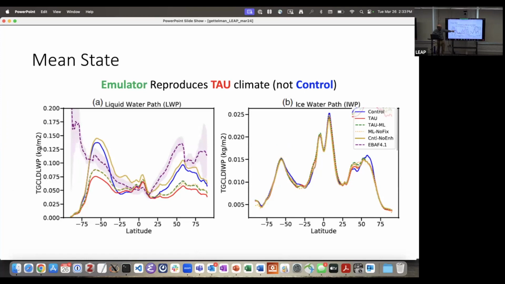What we get is this one here is the control model, basically. And then this is the emulator, or sorry, this is the bin code, which is fine. It's different. It has lower liquid water path. It is what it is. The important part is that the emulator looks pretty close to that. So the emulator actually is pretty good at reproducing what that liquid water path is.